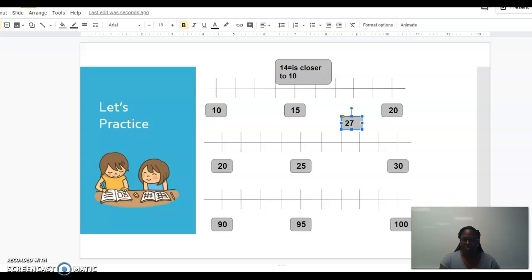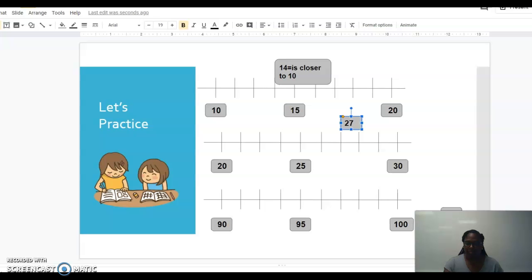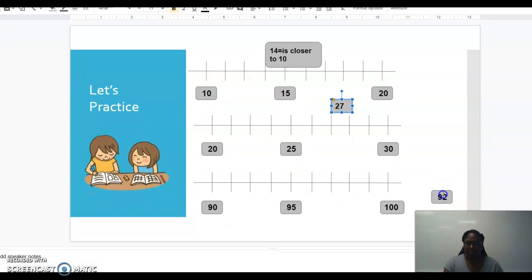Let's look at the last one. We have 92. 92 is closer to 90 than it is to 100. So if we were to round 92, 92 would round to 90, because it is closer to 90 than it is to 100.